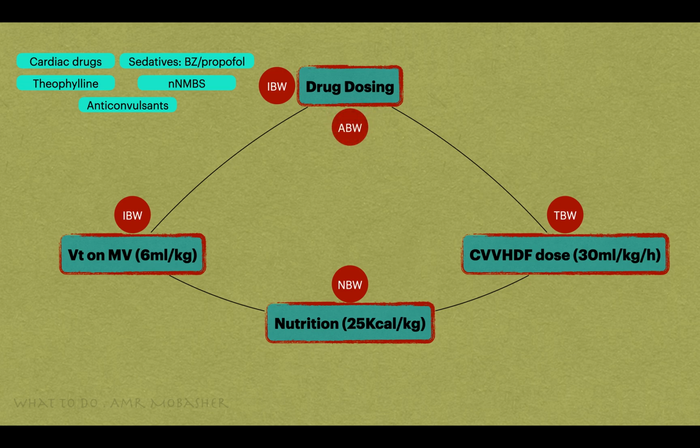We might use adjusted body weight for vasoactive agents, for antibiotics, especially aminoglycosides, and for anticoagulants. And finally, I can use total body weight for drug dosing with succinylcholine, suxamethonium, the depolarizing neuromuscular blocker. Do you know why? If you know the answer, write it in a comment. Why do we use total body weight in succinylcholine prescription and not ideal body weight?